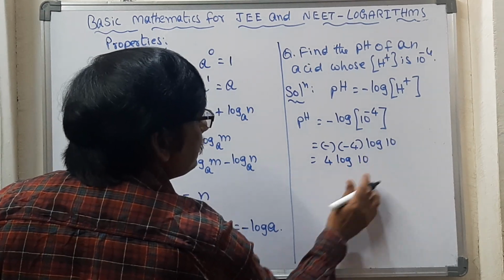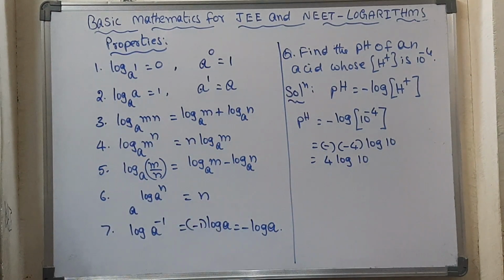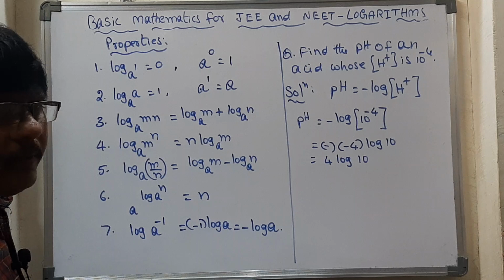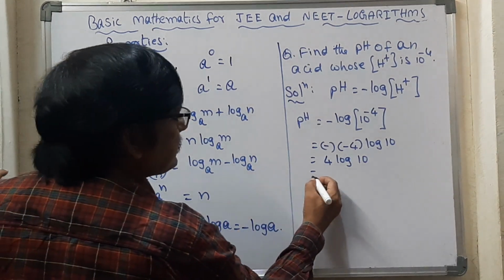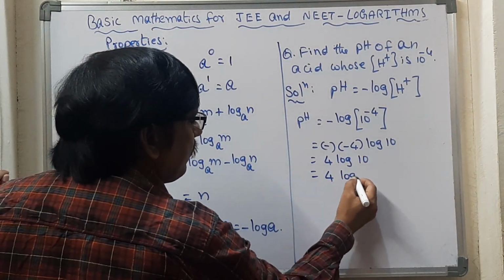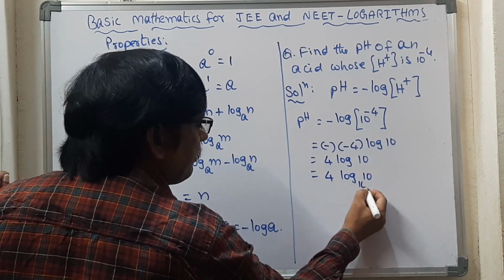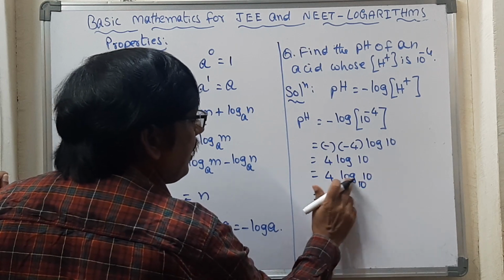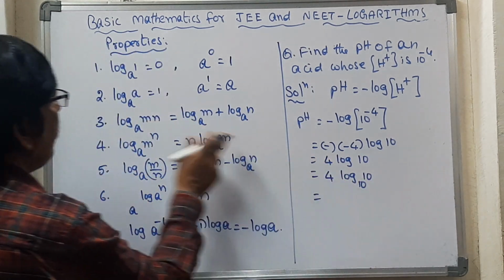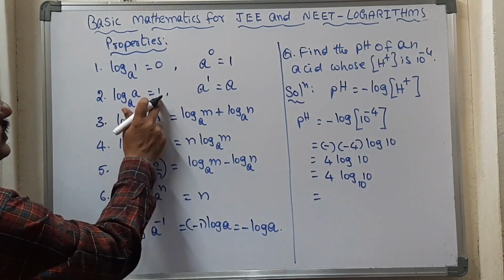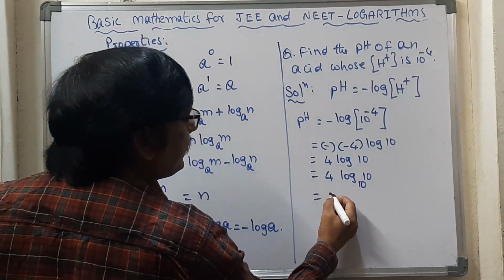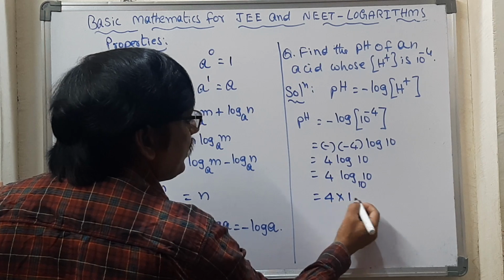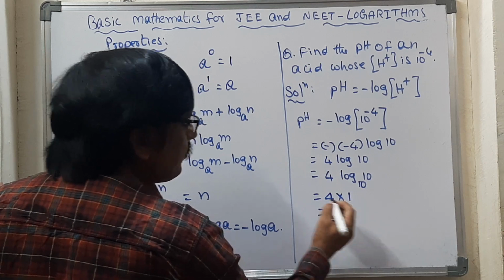What about this one? Log 10 is there. That is a common logarithm. Means, what is that? It is consisting of 4. What can we consider? 4 log 10 base 10. That is equal to log a base a. Log a base a is equal to how much is that? 1. And so what can we take? That is 4 into 1. That can be considered as 4.